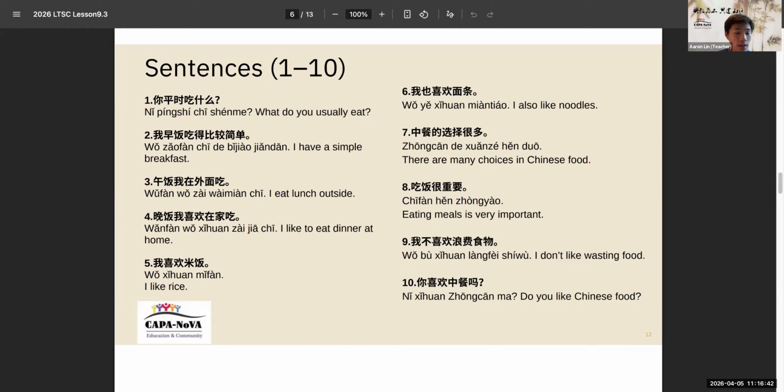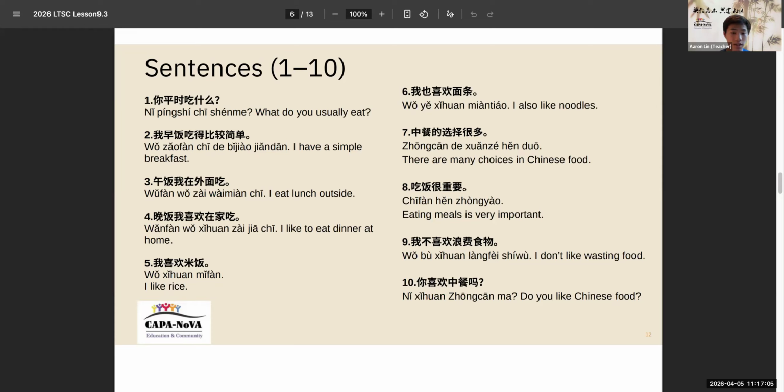Number 3, 午饭我在外面吃. This means I eat lunch outside.